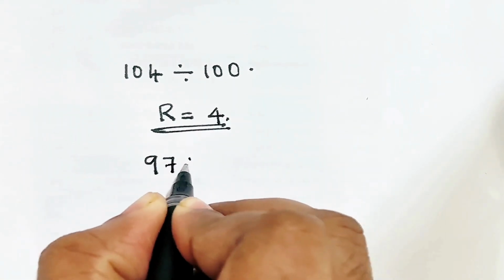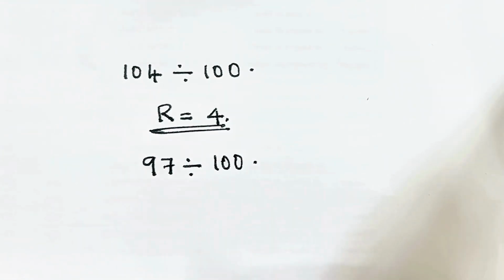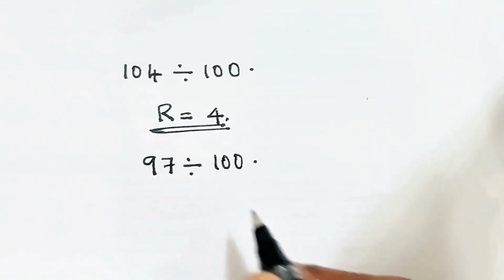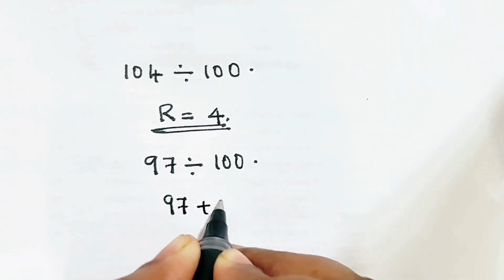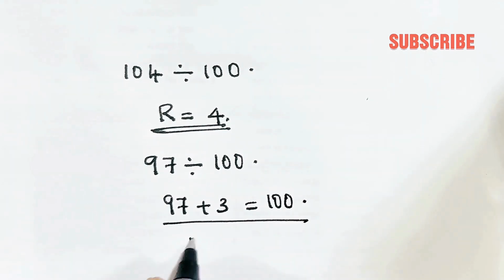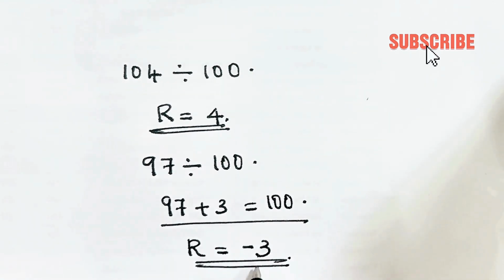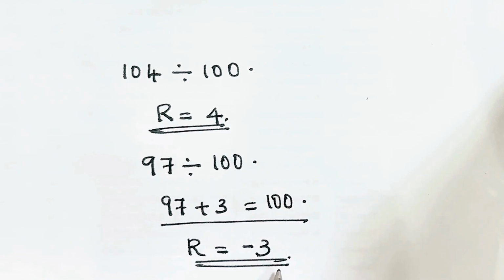97 divided by 100. When we divide 97 by 100, we cannot divide it completely, but we can express the remainder using negative numbers. That is, 97 plus 3 is equal to 100. So when we add 3 to 97, we will get 100. That is, the remainder is equal to minus 3. So in this way, we can express remainders using negative numbers. We need to know this idea of expressing negative remainders to find out the last two digits.